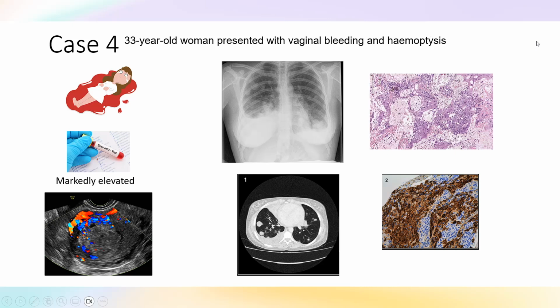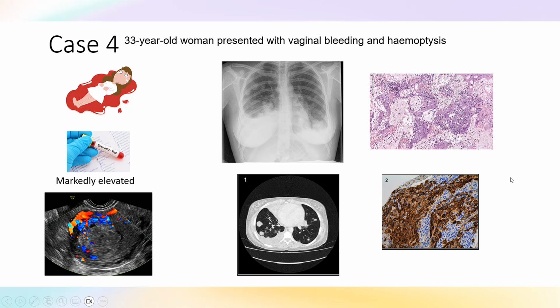She might go to the neurosurgeon. You can spot her in different clinics. Okay, so this patient has vaginal bleeding and markedly elevated HCG. On her ultrasound and Doppler, as you can see, there's a mass filling the uterine cavity, and it's highly vascular. Her chest X-ray has those two nodules, and this CT shows those nodules.